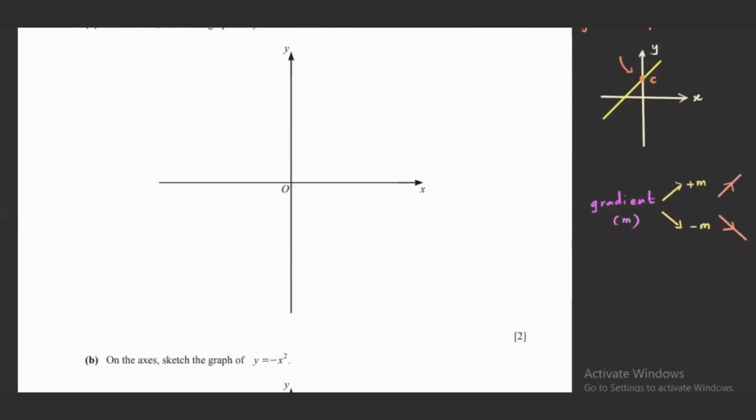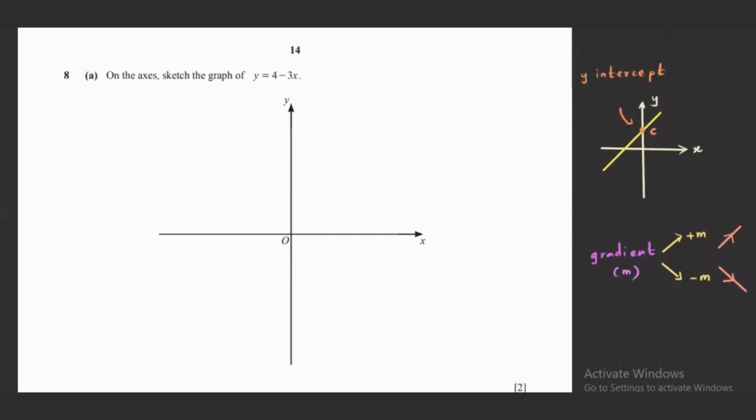Let's move on to the next question, which is question 8. On the axis, sketch the graph of y is equal to 4 minus 3x. So we are expected to sketch this. Now, in this equation, x has no square to it, and this equation is in the form y is equal to mx plus c, which means this is a straight line.